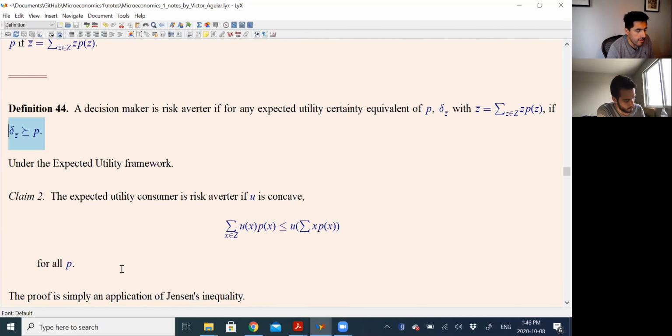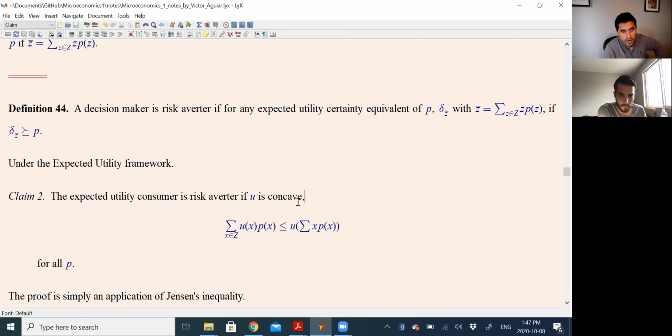So again, this is a little bit the opposite. So an expected utility consumer is a risk averter, and of course, it's concave, not convex. You hate risk if U is concave, right? So why? This follows from something that is very well known in probability and statistics. It's called Jensen's inequality, right? So have you checked that with Nael yet?